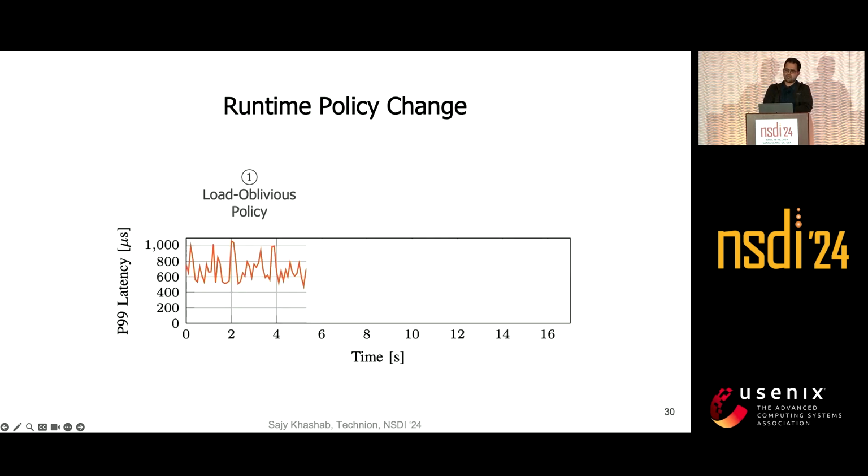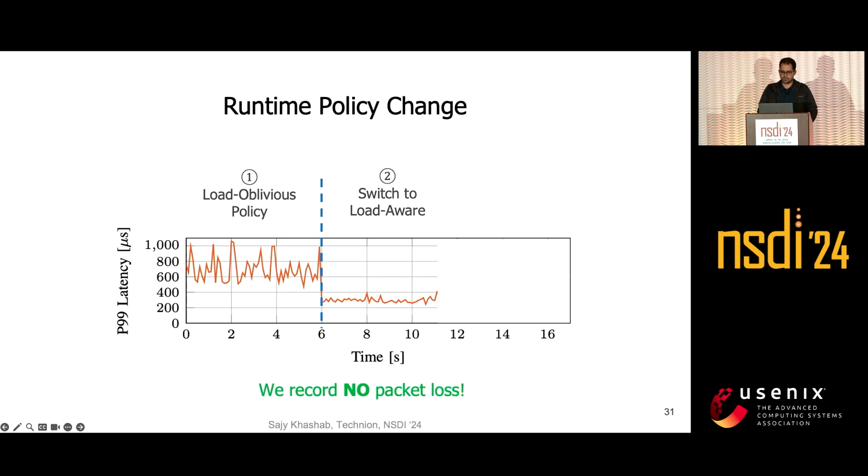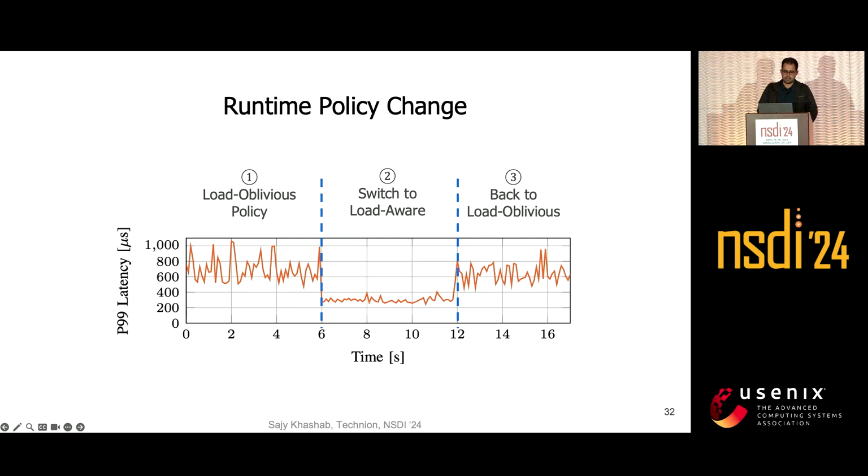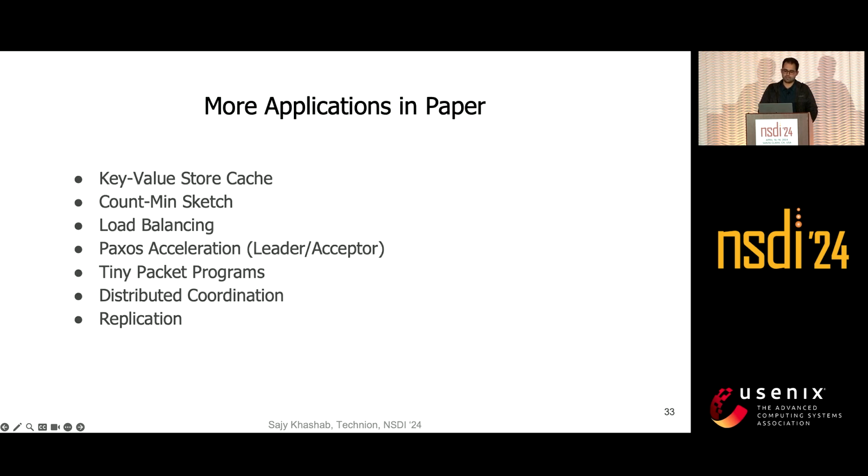At first, we start with the load oblivious policy, where the request latency is high. Then we switch to the load aware one. And the first thing we notice is, as expected, we get a latency improvement. The second thing, which we don't see, is that we record no packet loss during this transition. Last, we return to the load oblivious policy, and we observe no packet loss again. We have all the details of this atomic reconfiguration procedure in the paper, where we also have additional in-network applications that we either implemented or sketched.